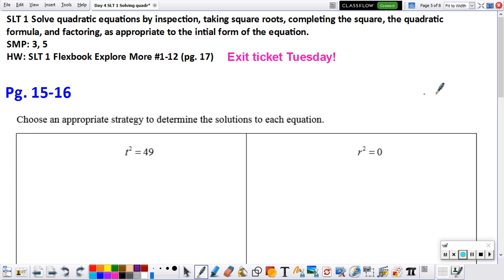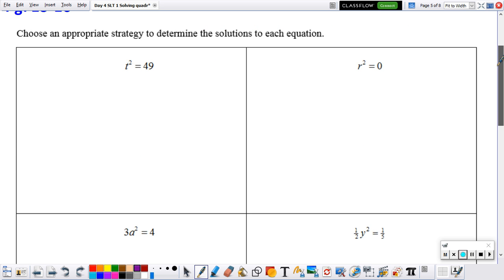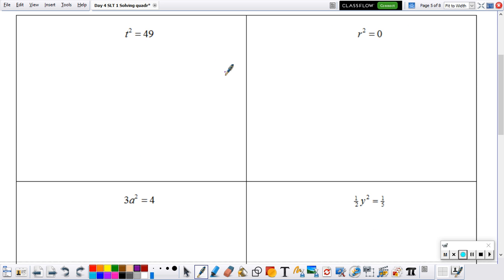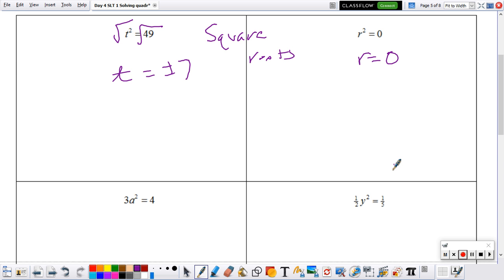I'm assuming you have completed these on your own and you are ready to see the solutions. The fun thing is that the first 4 problems here, all 4 of them, solve just with square roots. They're really easy problems. If I take the square root of both sides, I get t equals plus or minus 7, the end. If I take the square root of both sides, I just get r equals 0. Easy peasy. For this one, I'm going to divide both sides by 3.